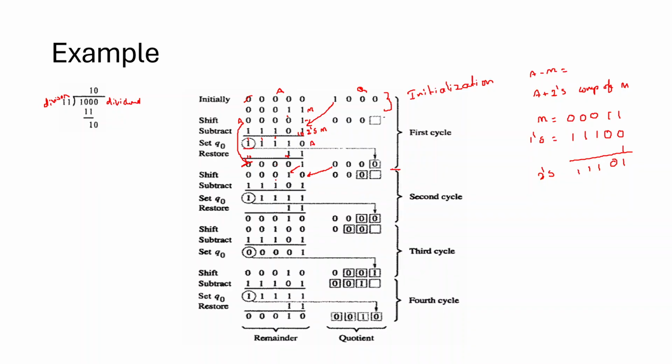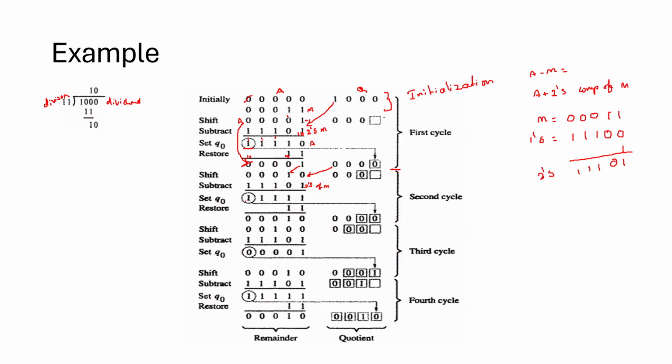Then the second step is subtract A minus M. Instead of A minus M, I am adding 2's complement of M. So I am adding that. After adding, this is the result: 0 plus 1, 1 plus 0, 1, 1, 0 plus 1, 1, 1.